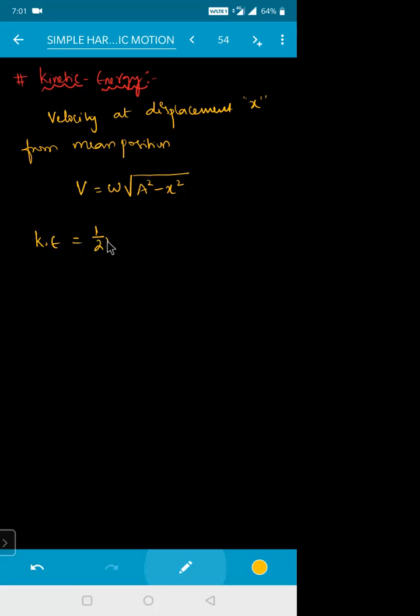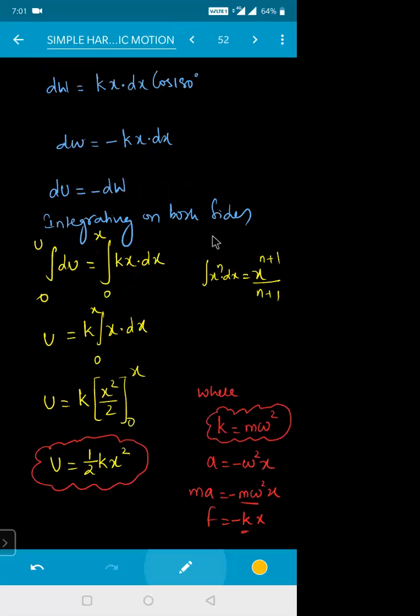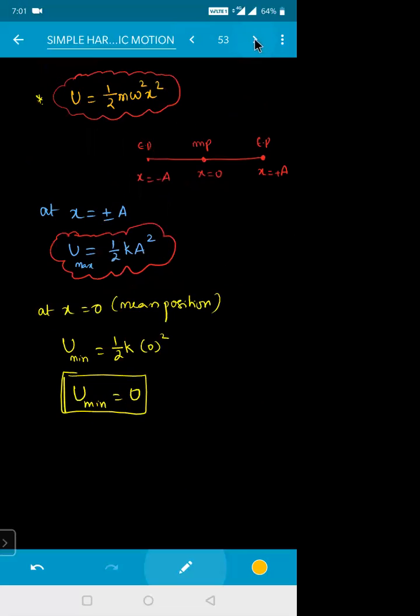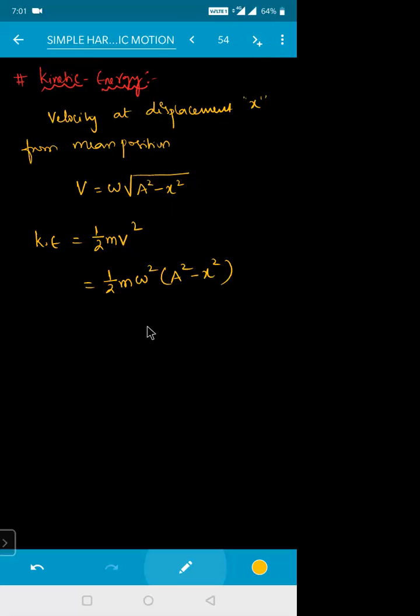So kinetic energy is equal to half into m into v square. That will become half into m into omega square into a square minus x square. Half into m into omega square, what is m into omega square for me? k. So in this given condition, I can write half into k into a square minus x square.